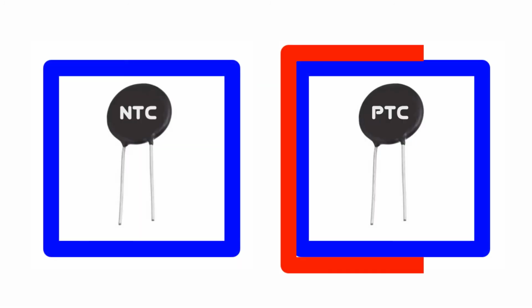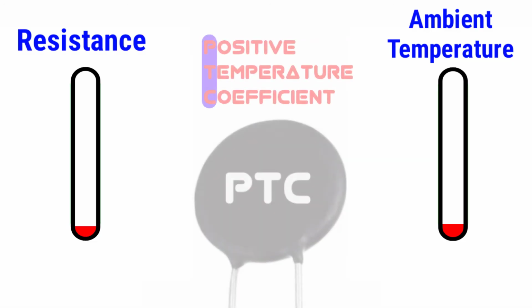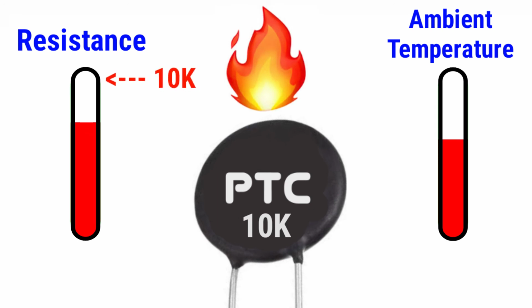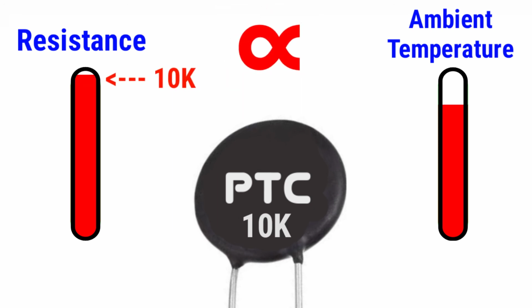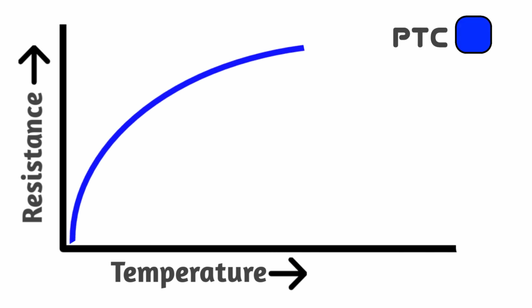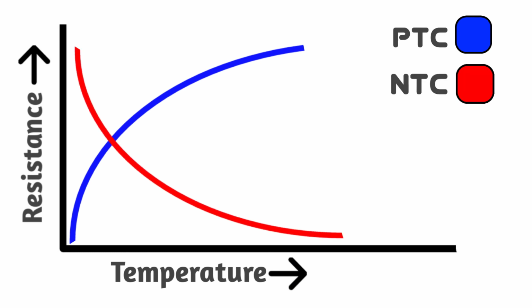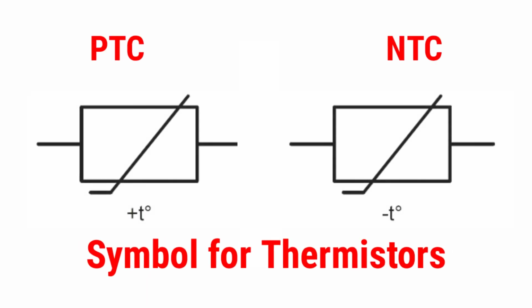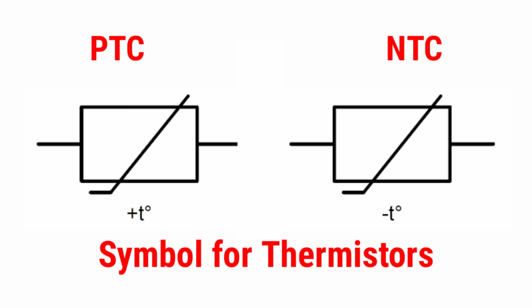Now, let's have a look at PTC type thermistor. In case of a PTC thermistor, its resistance increases with a rise in ambient temperature. In other words, its resistance is directly proportional to the ambient temperature. Now, let's take a look at the resistance-temperature graph of these thermistors. This is the graph of a PTC thermistor, and this is of an NTC thermistor. Thermistors can be useful to create some simple circuits, as shown in the video. These are the symbols of thermistors, which are used in circuit diagrams.